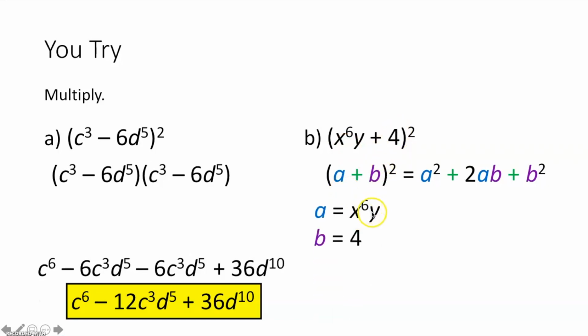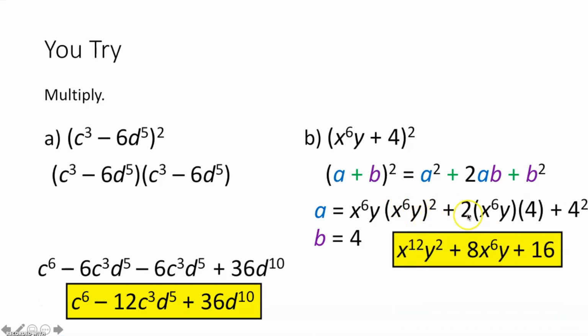We plug in x to the 6th y anywhere you see an a, so here and here. Plug in 4 anywhere you see a b. Now, when we are squaring x to the 6th y, we square the x to the 6th and the y. So x to the 6th squared, power to a power, you multiply. So it's going to be x to the 12th y squared. In here, we multiply the 2 and the 4, you get 8. And then over here, 4 squared gives you 16. This is your perfect square trinomial.